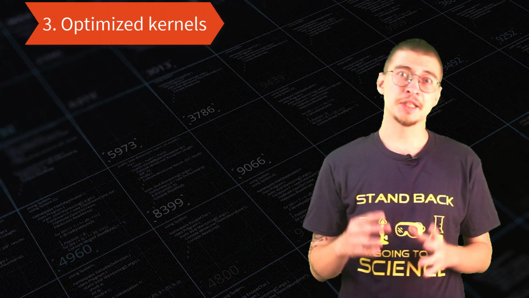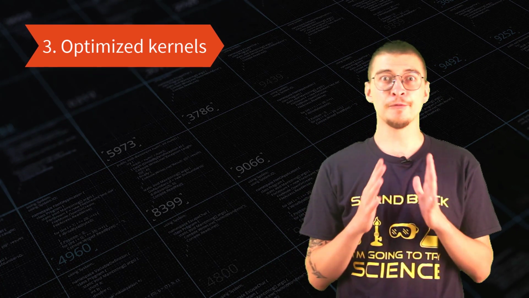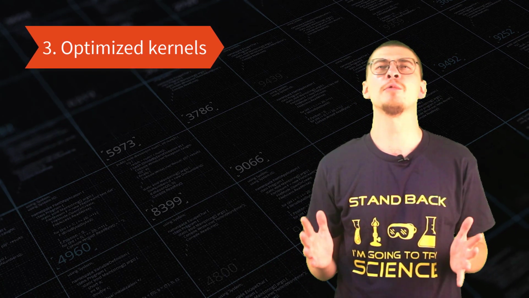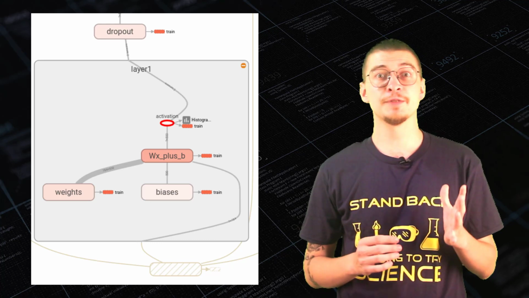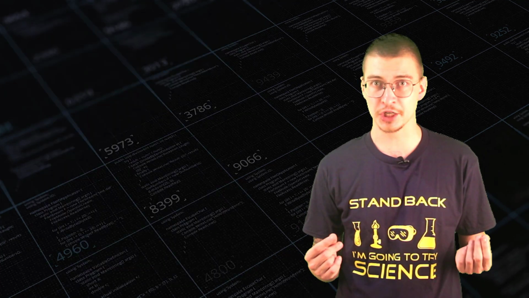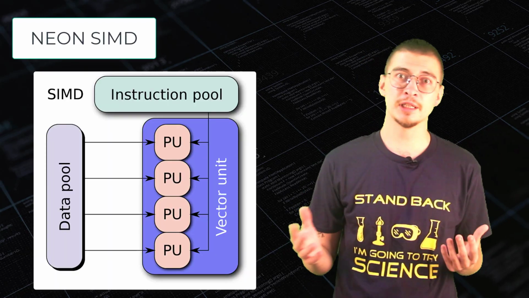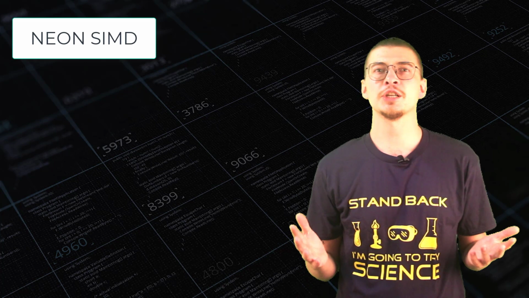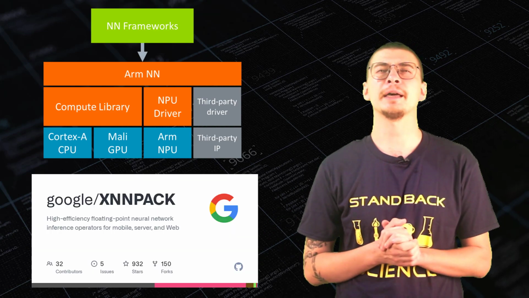Number 3 is using optimized kernels. Inference speed can be further improved by utilizing frameworks that have operation, or op, kernels optimized for specific CPU instructions. For example, Neon SIMD, single instruction multiple data, instructions for ARM processors. Examples of such frameworks include ARMNN and XNNPACK.